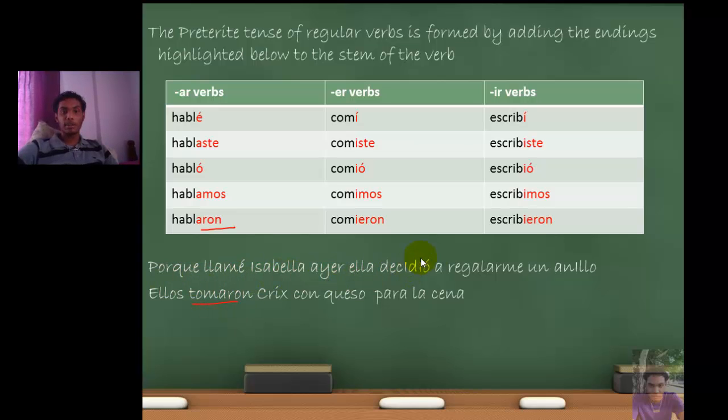Porque llamé a Isabela ayer, ella decidió regalarme un anillo. Because I called Isabella yesterday, she decided to give me a ring as a gift. Regalar means to give as a gift.